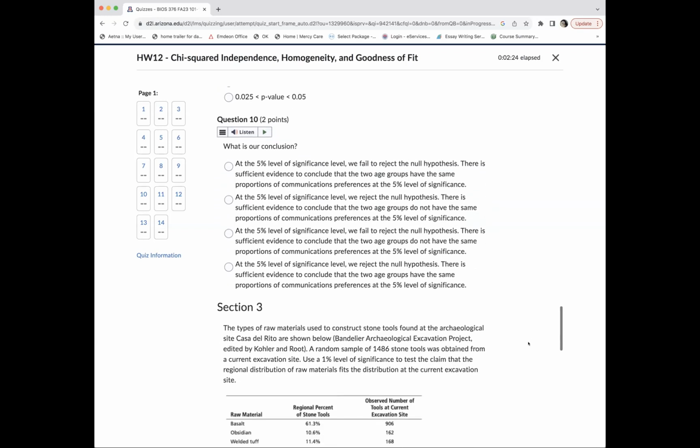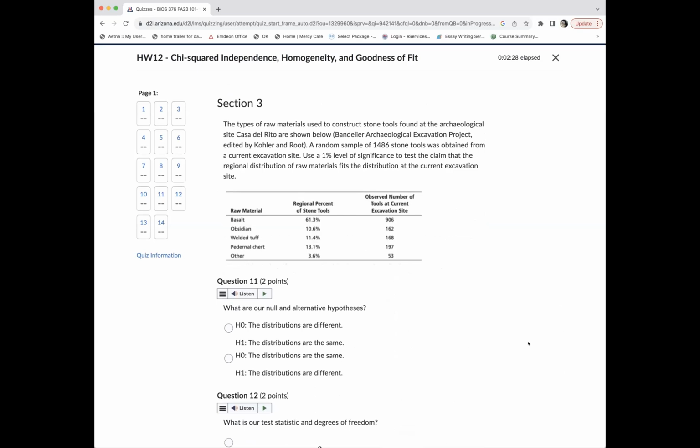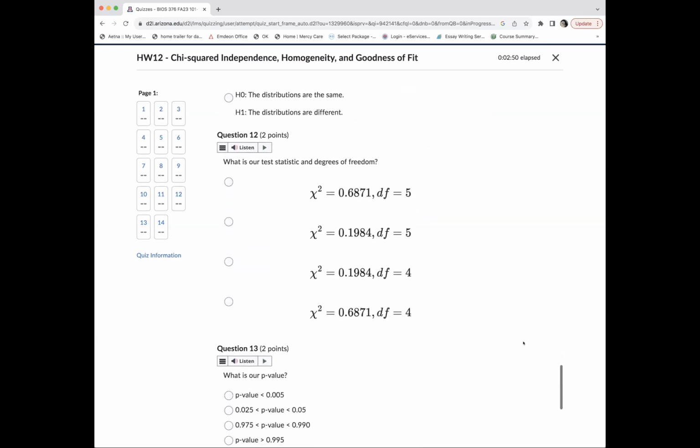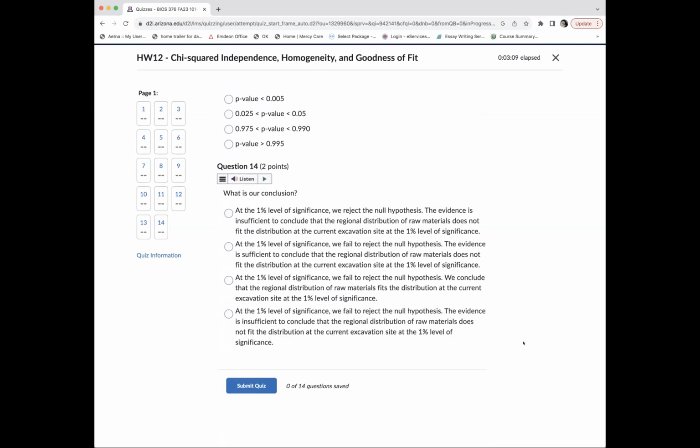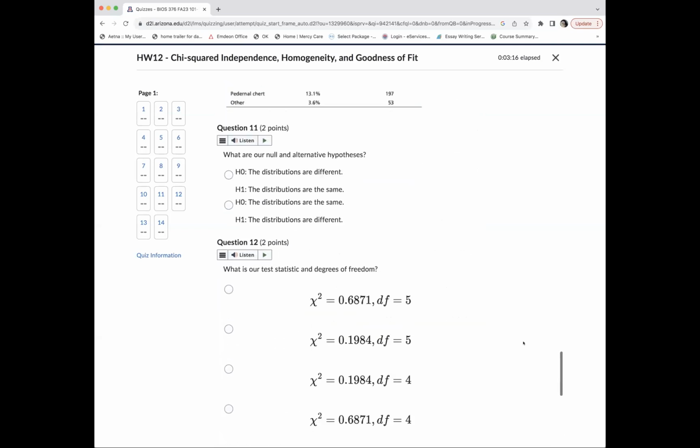Got 10. You're going to go down to section 3. Let me grab that. 11 here. All right. You can go down to 12, please. I got 13. You're going to go down to 14. All right, thank you. Got them all. Get started here.